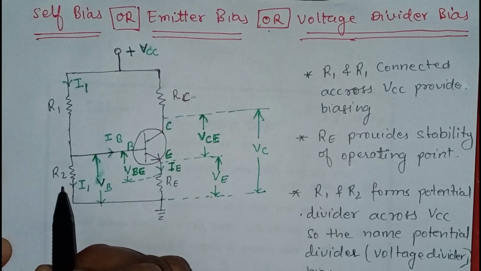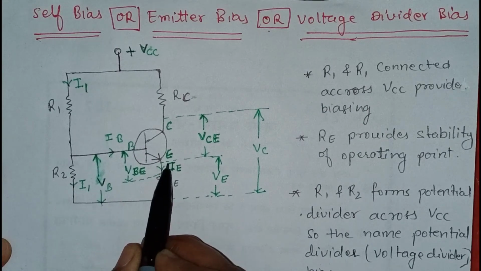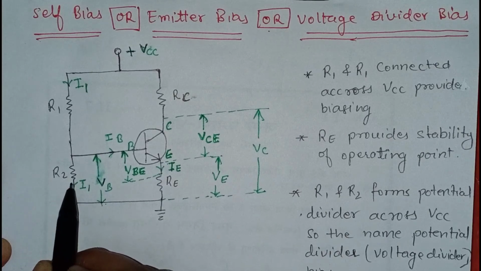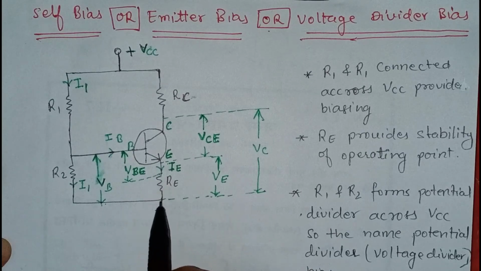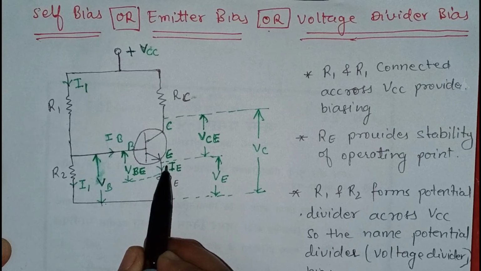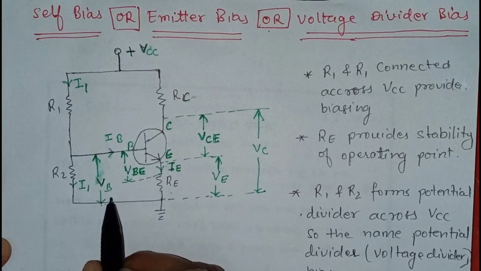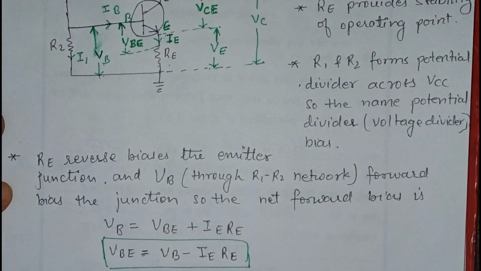Here we can see the voltage drop across R2 is forward biasing this base emitter junction, meaning this voltage VB, that is the voltage drop across R2, is forward biasing the base emitter junction. But the voltage drop across RE is reverse biasing the base emitter junction. So the effective voltage is actually VB minus the drop across RE. We can see it here.